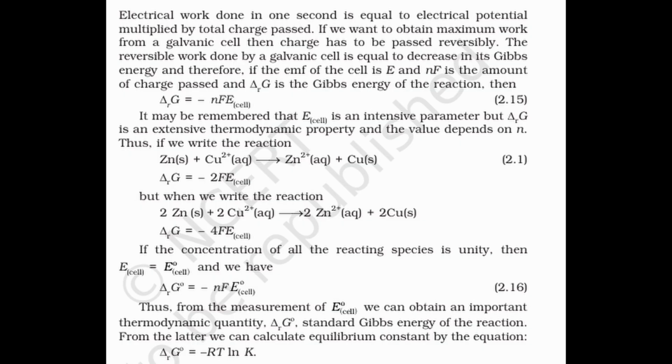Under standard conditions, this relationship becomes even more useful. The standard Gibbs free energy change of a reaction is directly related to the standard cell potential. From this value, we can again calculate the equilibrium constant using thermodynamic relations. This beautifully closes the loop between electrochemistry, equilibrium, and thermodynamics, showing that all three describe the same underlying chemical reality from different angles.